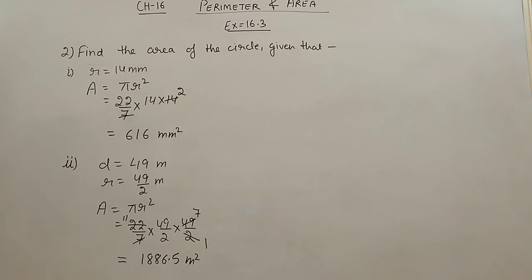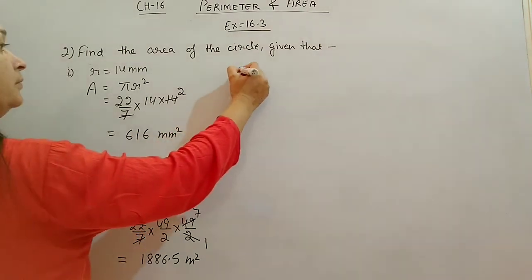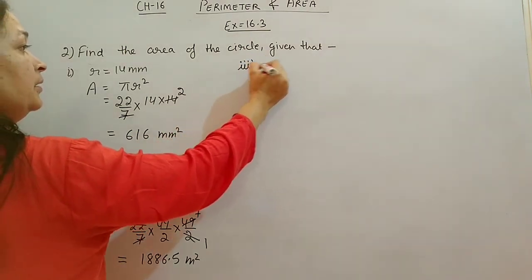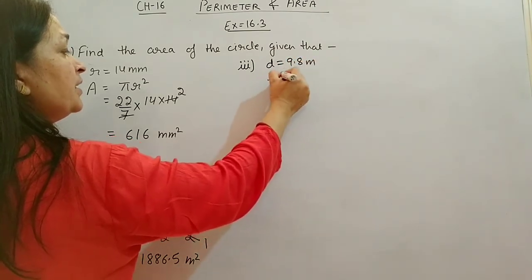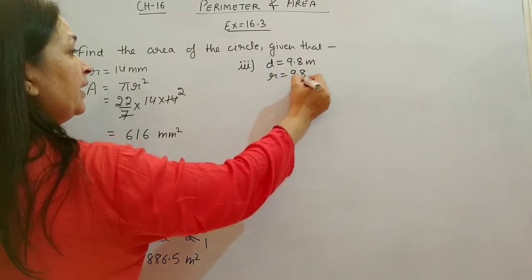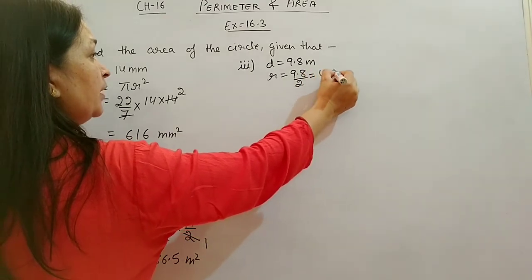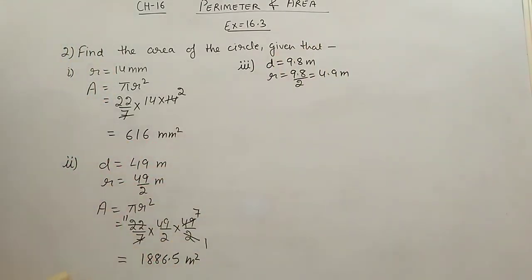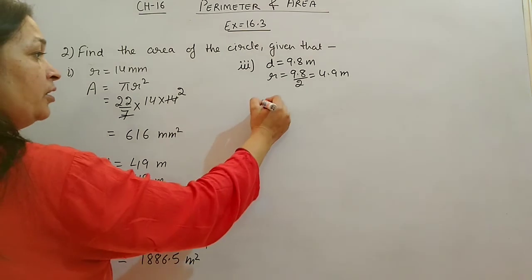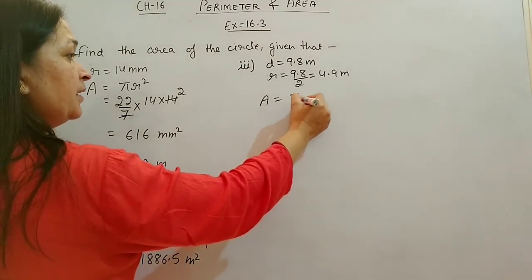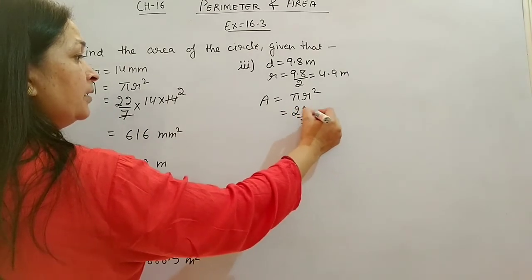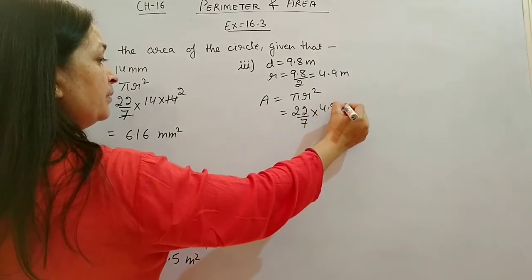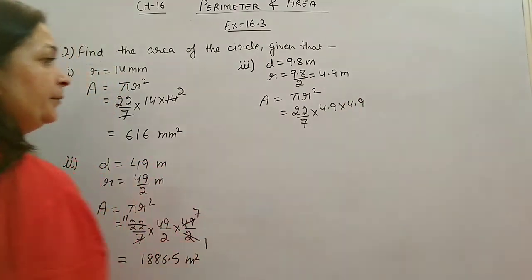Third part, diameter is given 9.8 meter. So radius will be 9.8 by 2, which is equal to 4.9 meter. Then you can substitute in the formula. Area is equal to pi r square. Pi value is 22 by 7 multiplied by 4.9 multiplied by 4.9.